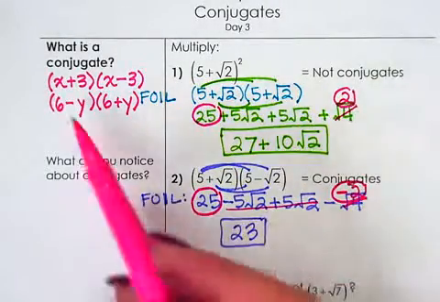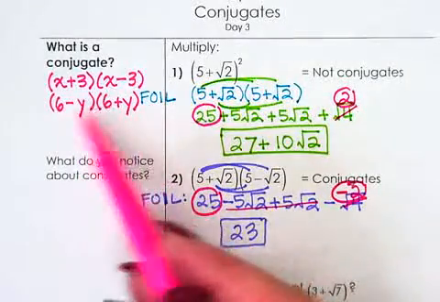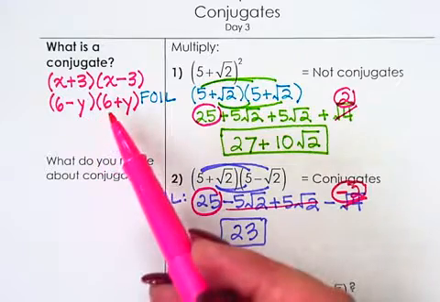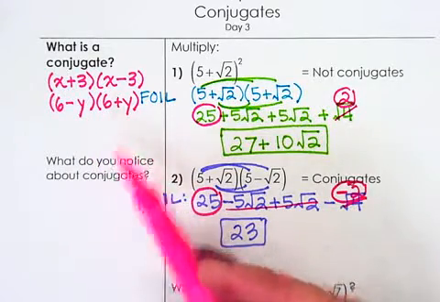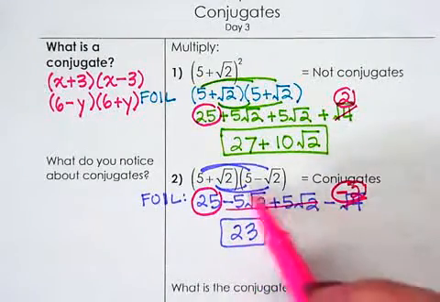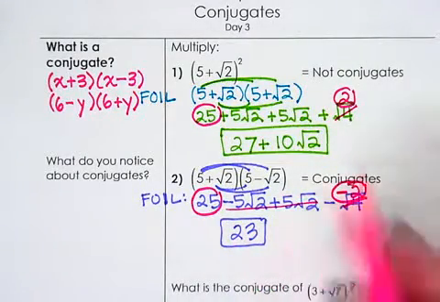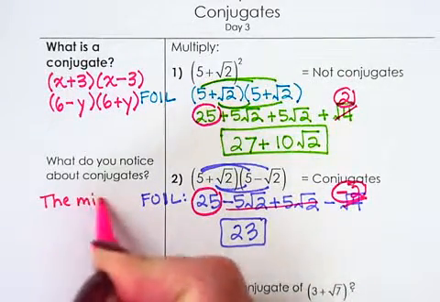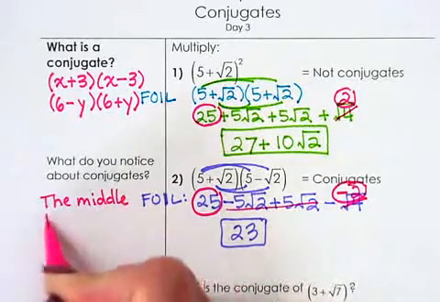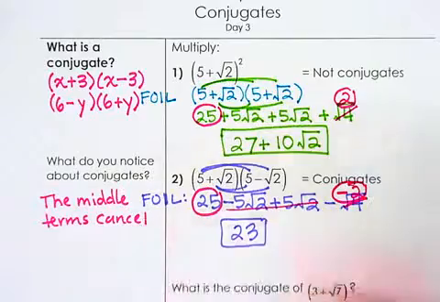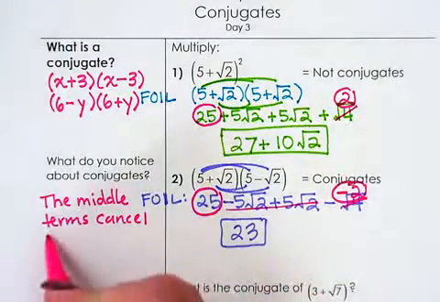Essentially, it's a binomial with the same numbers, but opposite signs inside. And the important thing to recognize is that when I FOIL the conjugate pair, the middle terms cancel out. And when they cancel, they actually leave us with no radicals.